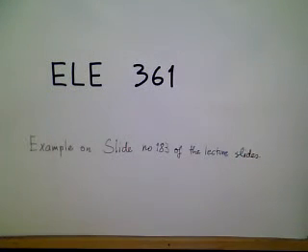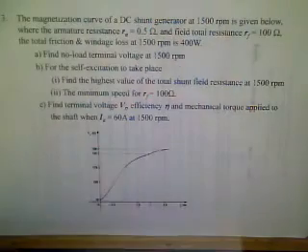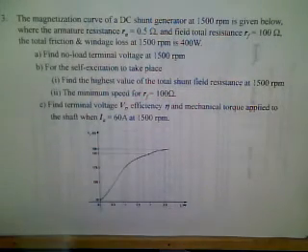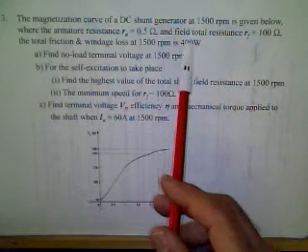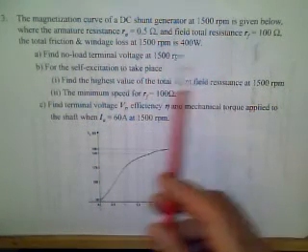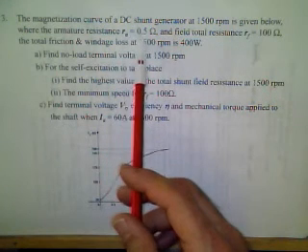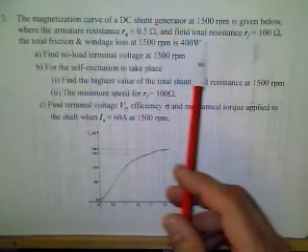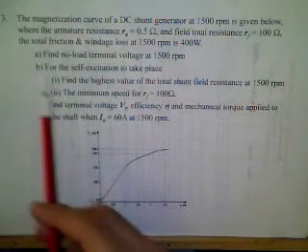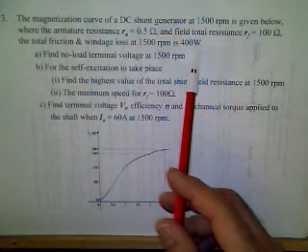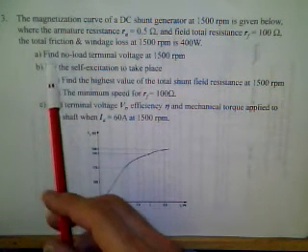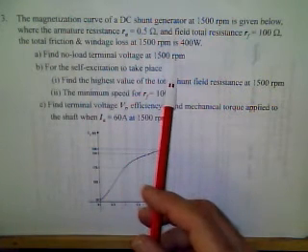This tutoring film is about the solution of an example on slide 183 of the lecture note slide set. In that slide set, the example reads as: the magnetization curve of a DC shunt generator at 1500 RPM is given below, where the armature resistance R_A equals half ohm and the field total resistance R_F equals 100 ohms. The total friction and windage loss at this speed is 400 watts. Part A asks to find the no load terminal voltage at 1500 RPM.